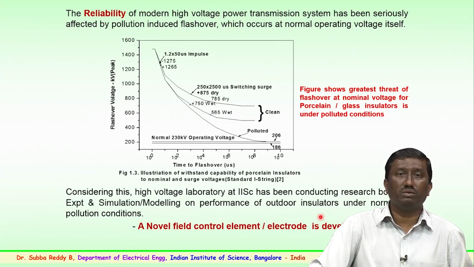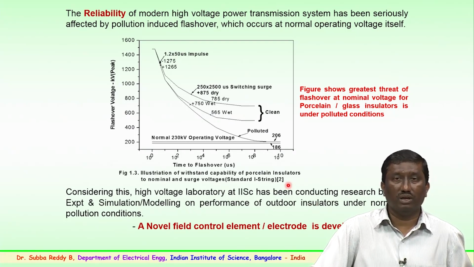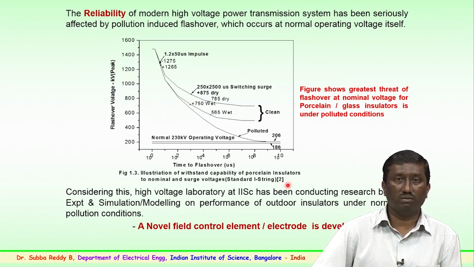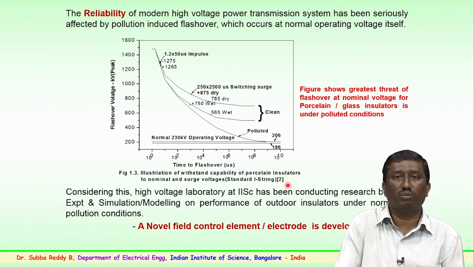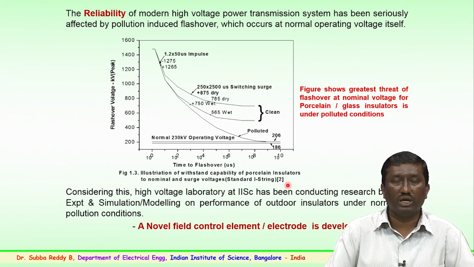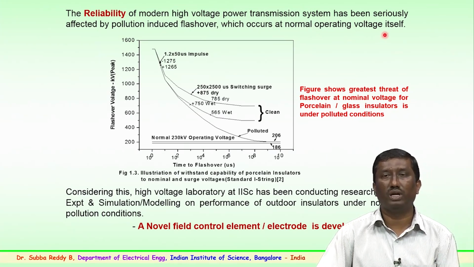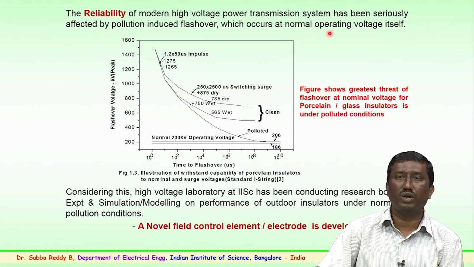So, how is this pollution a threat, and why is it an important factor? The reliability of the modern high voltage power transmission system has been seriously affected by pollution or contamination induced flashovers, which, an important point I would like to stress, occur at normal operating voltage itself.